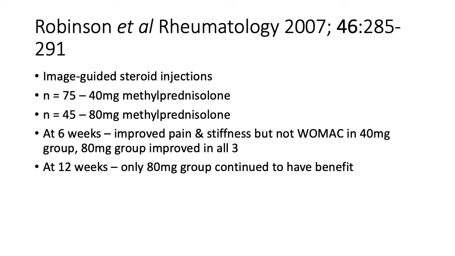This was a study done looking at steroid injections in the hip. They compared two different doses. You can see there 40 milligrams versus 80 milligrams of depomedrone. At 6 weeks, both groups had improvement in pain. However, at 12 weeks, only the 80 milligram group continued to have benefit. So we know that steroids can give powerful but really quite short-term pain relief, probably at best 3 months in most people, but it can be a useful adjunct for people in severe pain.